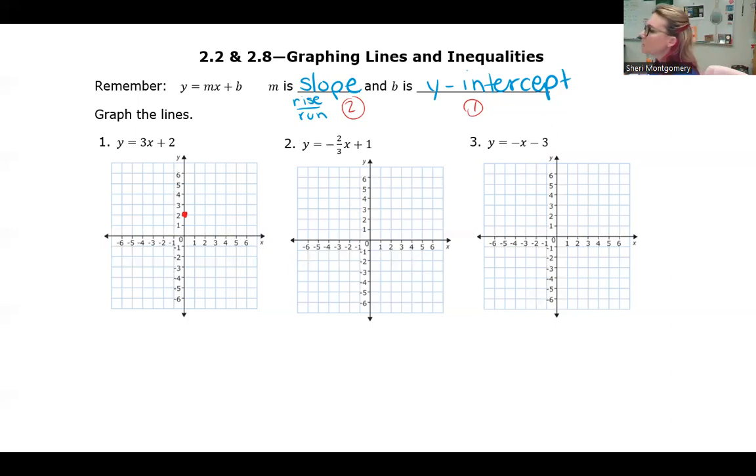My slope is rise over run. When I look at the slope for this one, it just says 3. If it's not a fraction, or if you struggle with just having a whole number, you can always put it over 1. Because 3 is the same thing as 3 over 1, right? It's positive, and if it's positive, you go up. So I'm going to go up 3 over 1. From my point, I will go up 3, so 1, 2, 3, and then over 1, and I will put another point.